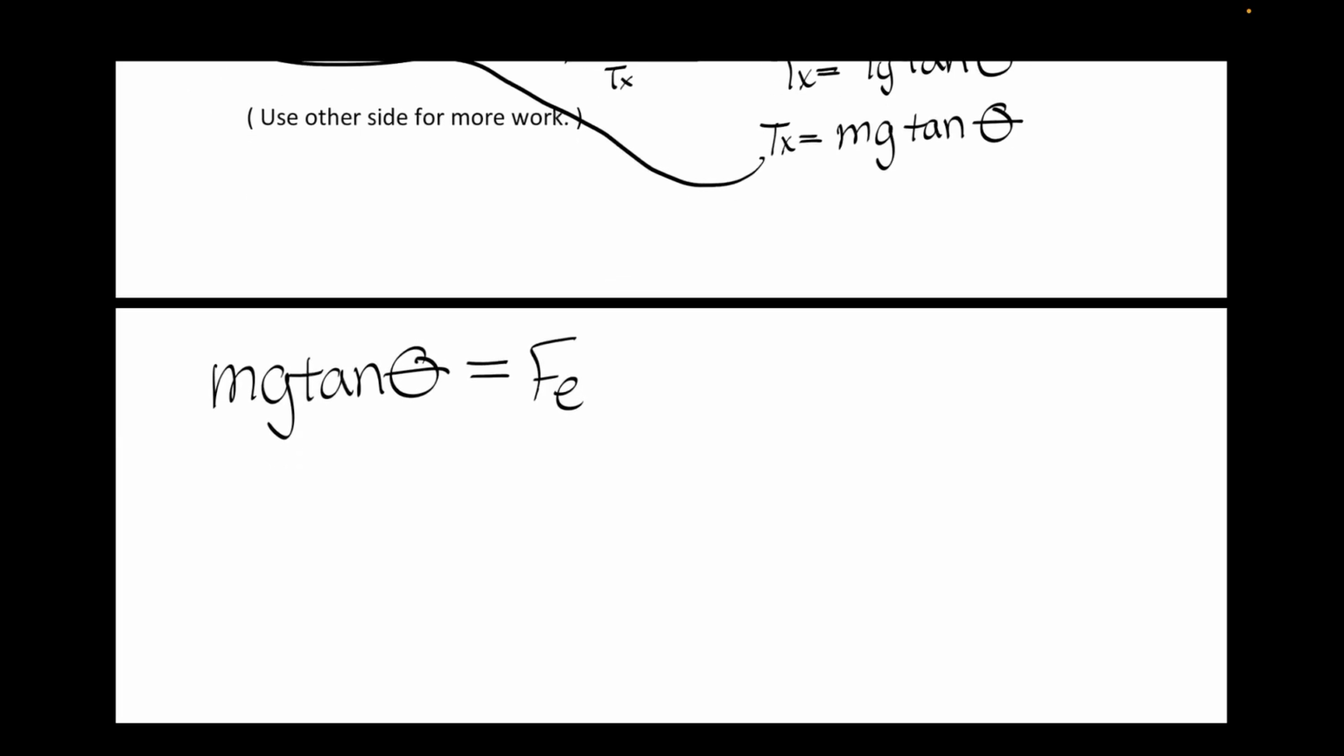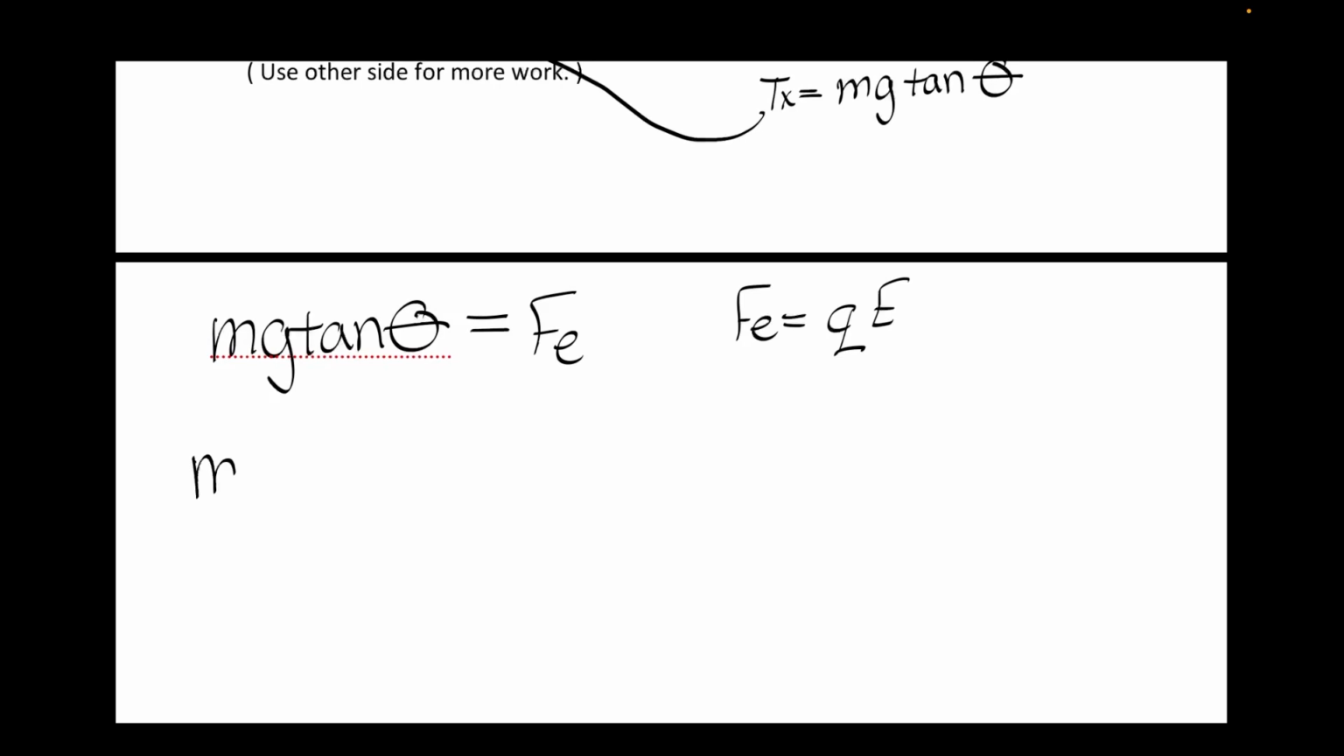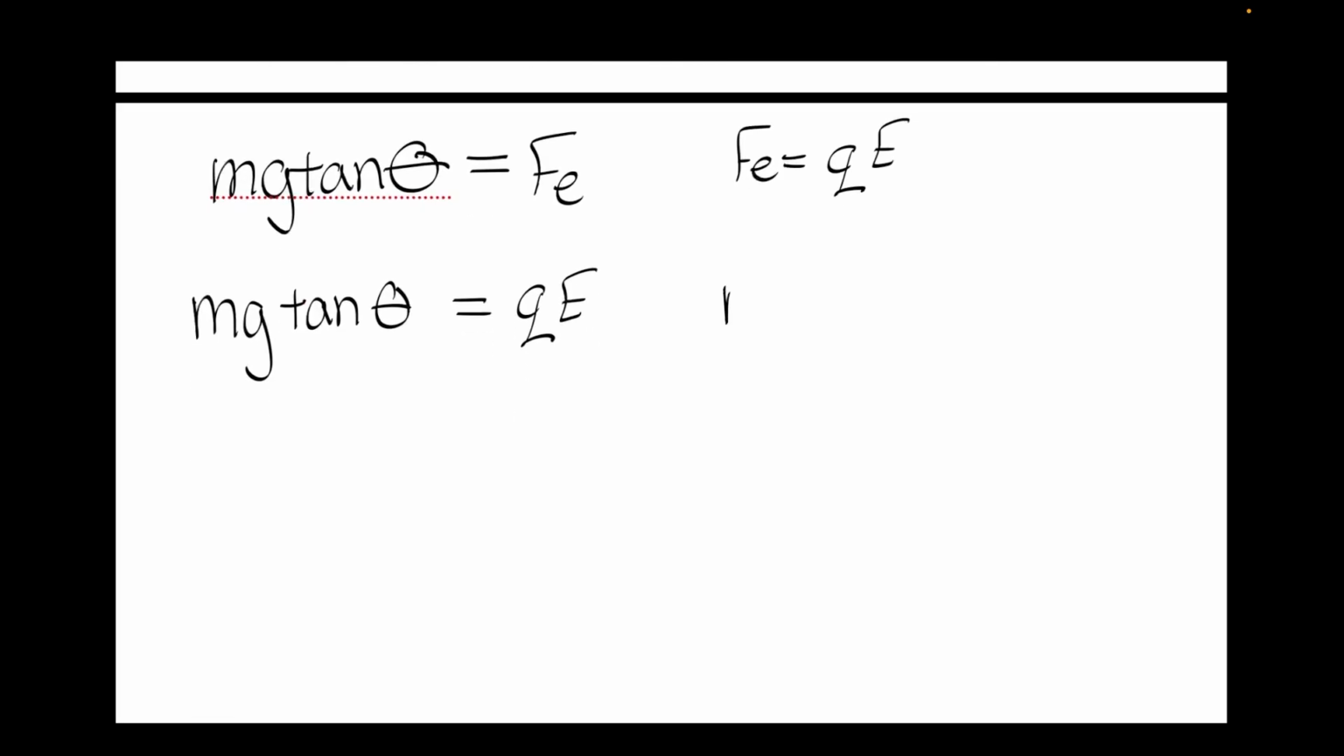Perfect. Now when you say, okay, well, none of this has anything to do with q. Remember, we're trying to find q. Well, remember, Fe equals qE. So let's plug qE in for Fe. So I have mg tangent of theta equals qE. Well, we're trying to solve for q, so let's just solve for q. mg tangent of theta divided by E equals q.